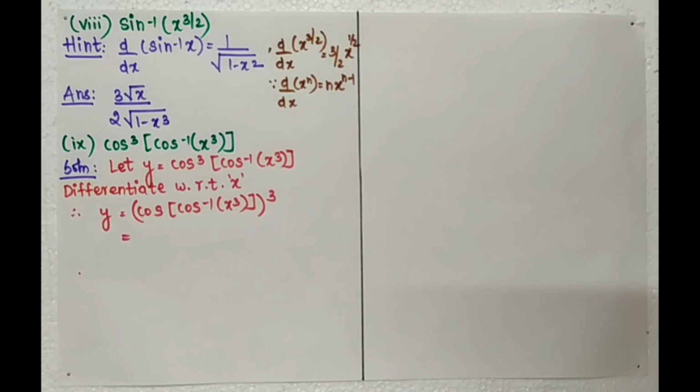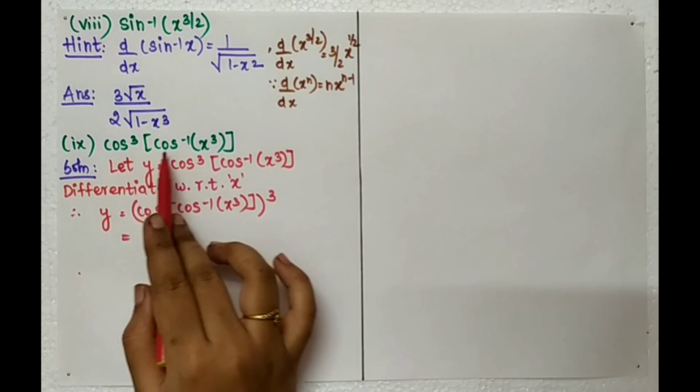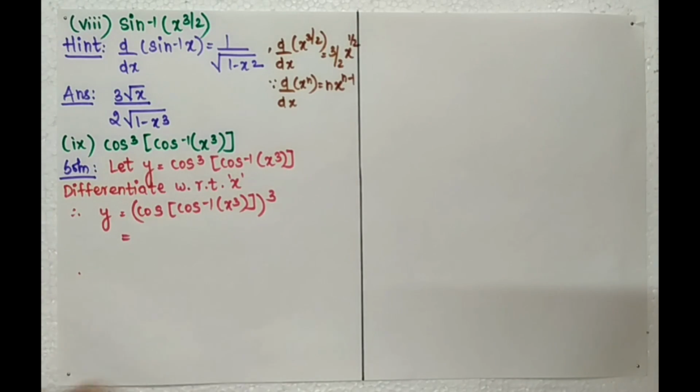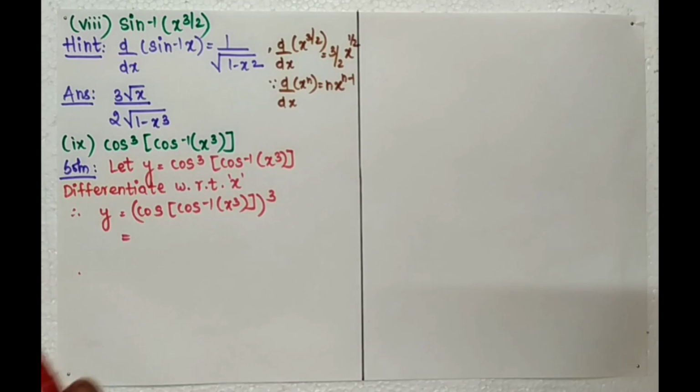So finally we have only 2 more questions remaining, that is question number 9 and question number 10. Question number 9 and question number 10 seem to be a little bit tricky, but they are the easiest questions of this exercise in question number 6. Let us see how. See, the question says cos cube of cos inverse of x cube. So we let y equal to cos cube cos inverse of x cube.